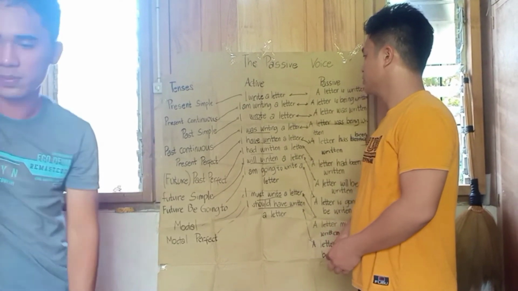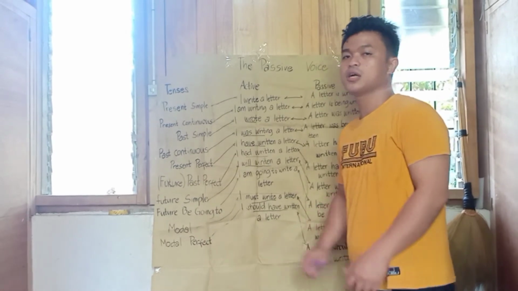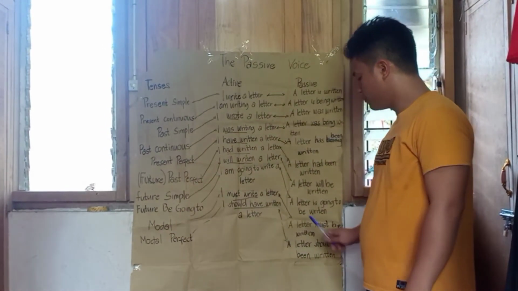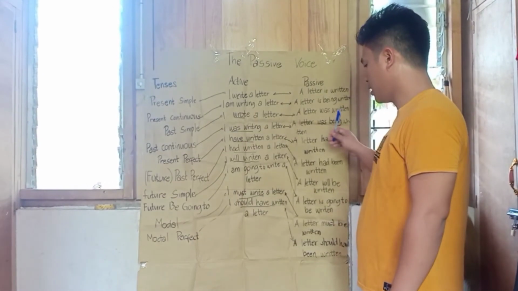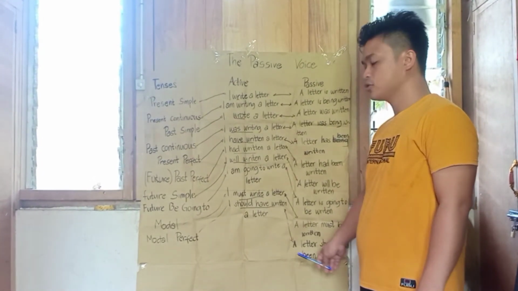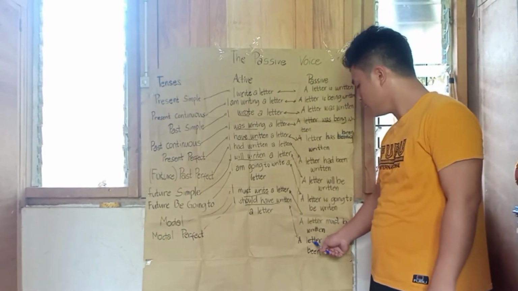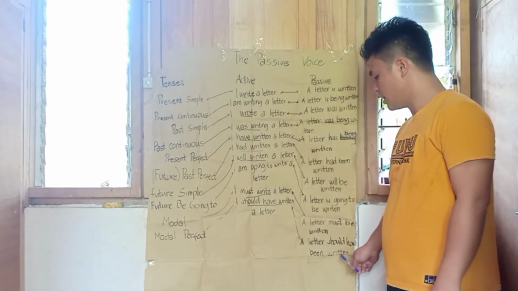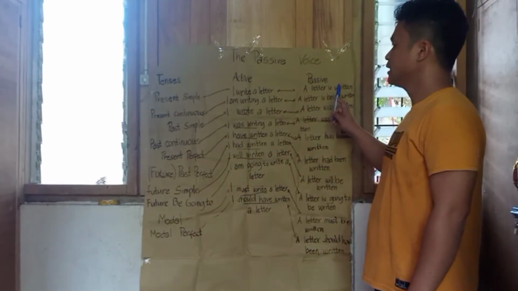In the passive voice of the modal perfect, we transpose the active voice into passive voice. In the active voice, "I should have written a letter." In the passive voice, "A letter should have been written." We conclude it is the passive voice in modal perfect because of "should have been written." The formula is first the object, which is the letter, plus the action, "should have been written." That's for the passive voice.